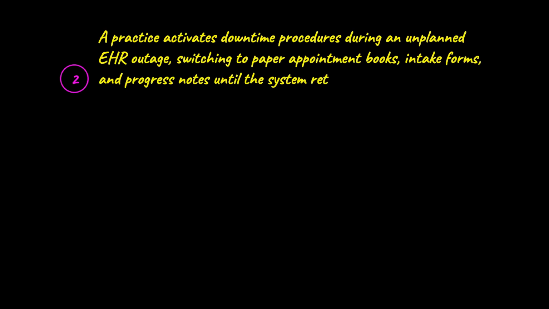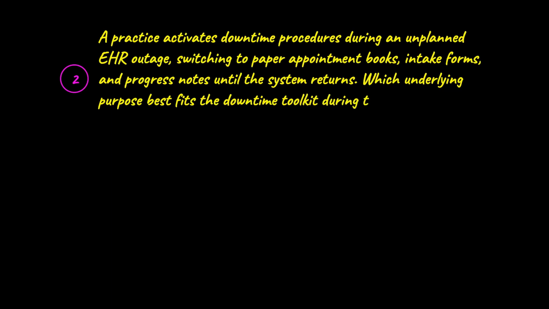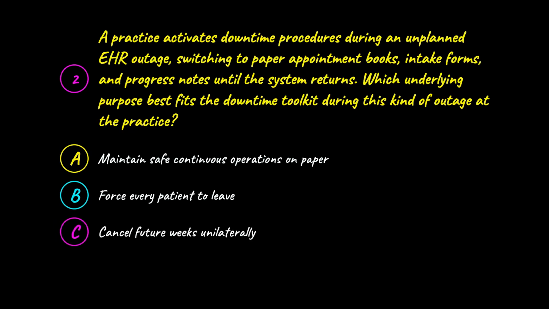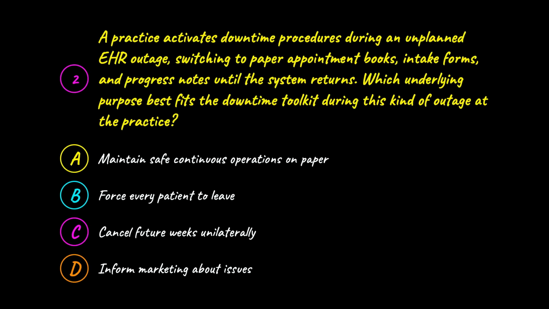Question 2. A practice activates downtime procedures during an unplanned EHR outage, switching to paper appointment books, intake forms, and progress notes until the system returns. Which underlying purpose best fits the downtime toolkit during this kind of outage at the practice? Your options are A. Maintain safe continuous operations on paper, B. Force every patient to leave, C. Cancel future weeks unilaterally. D. Inform marketing about issues. Take a second. Which answer would you pick?